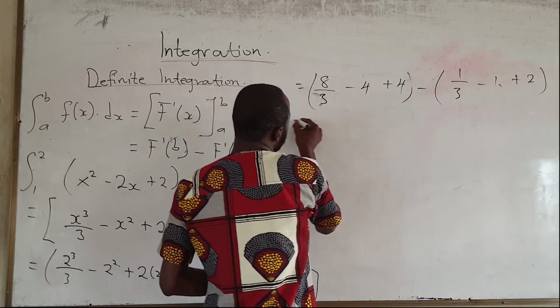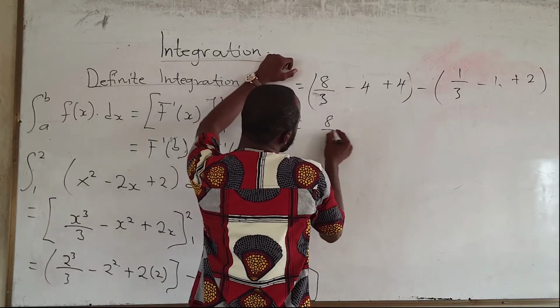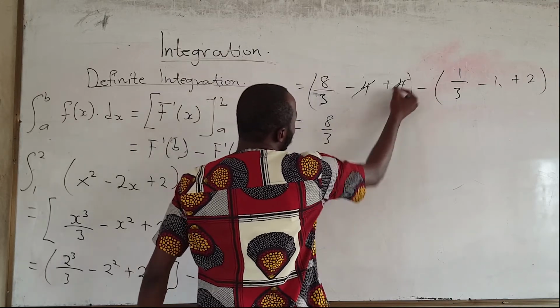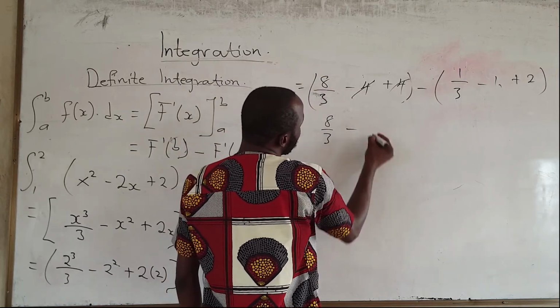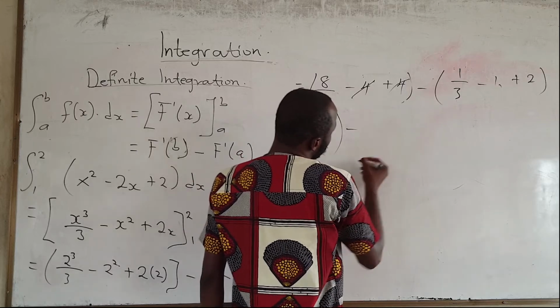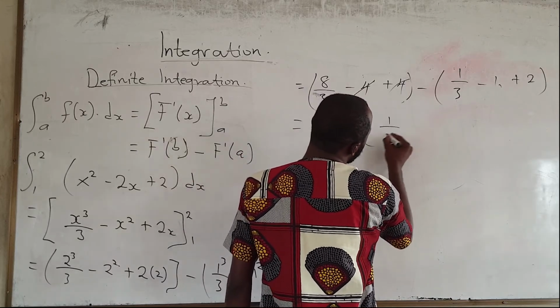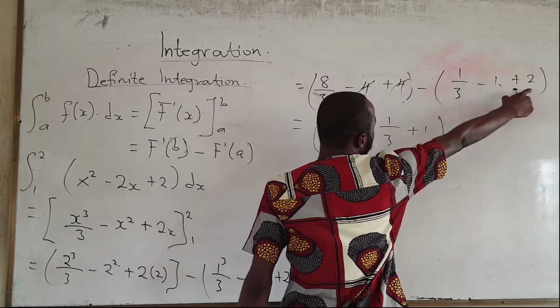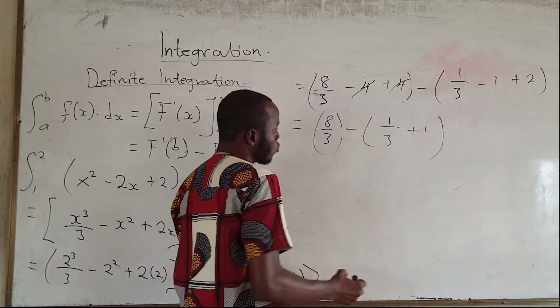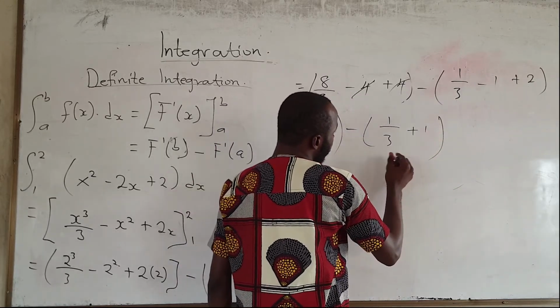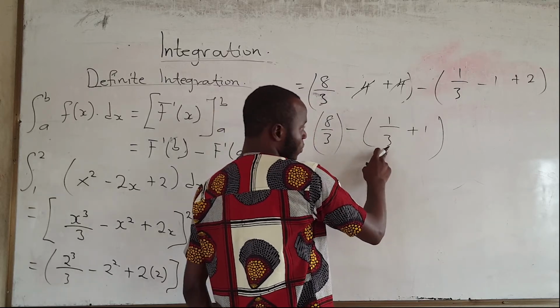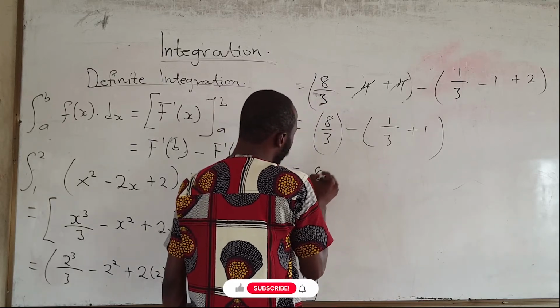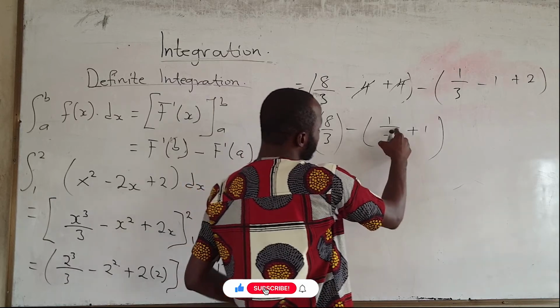Okay, so now with the first bracket we have 8 over 3, because this 4 and that 4 will cancel each other. Okay, so minus with the second bracket we have 1 over 3 plus what, 1 here. Okay, because this one and that one will give us just plus 1. Then we simplify this. Okay, when you simplify, the LCM is what, 3.